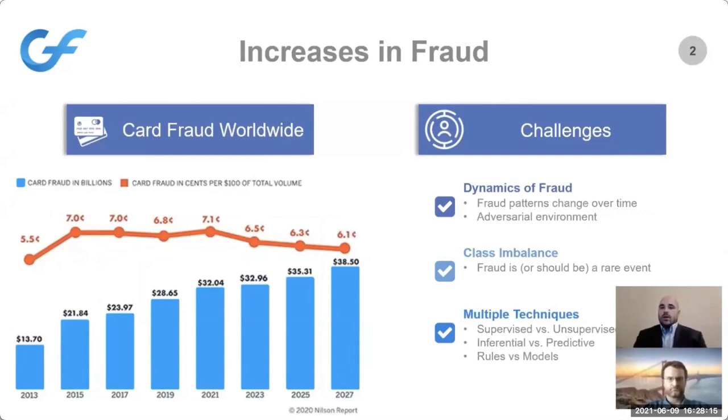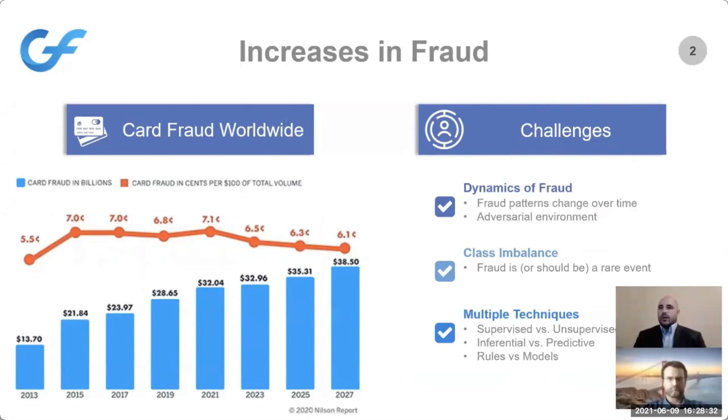And the problem is on the financial institution side, the people that are tasked with stopping this fraud are not growing at the same rate. So they're going to have to become more efficient and have better techniques to catch the fraud. And that's where some challenges pose themselves. So really the first is the dynamics of fraud itself.